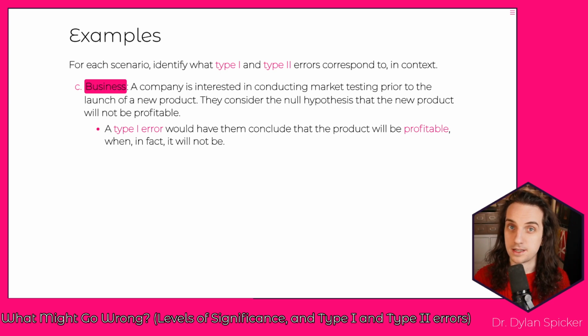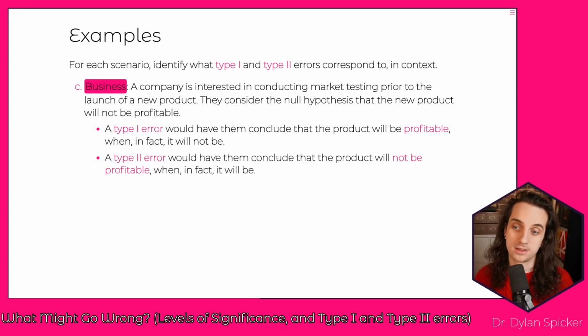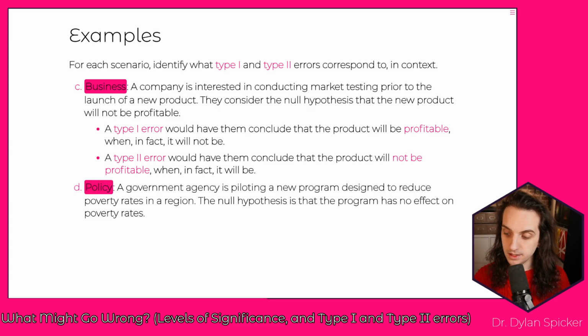The type 2 error, we draw the opposite conclusion. So we conclude that it's not going to be profitable when in fact it will be, right? So the type 2 error has them conclude that there will not be profit made with this product when in fact they would have. Okay.